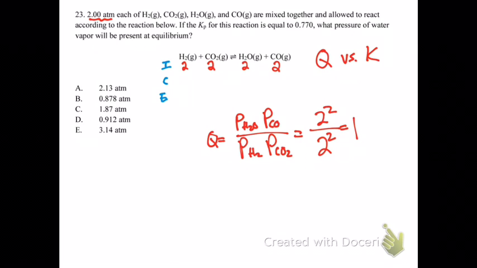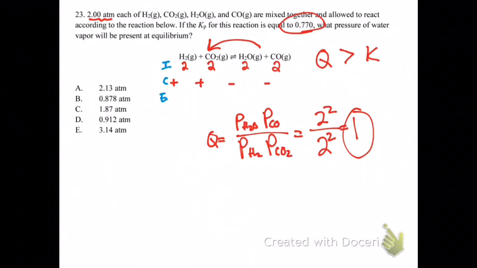So if we compare Q versus K, what number is larger? Q, the product to reactant ratio that we have, 1, is greater than K, the product to reactant ratio that we want, which is 0.770. So Q is greater than K, which means this reaction has too many products as it is and needs to go to the left. That means that our change is going to be negative for everything on the product side and positive for everything on the reactant side.